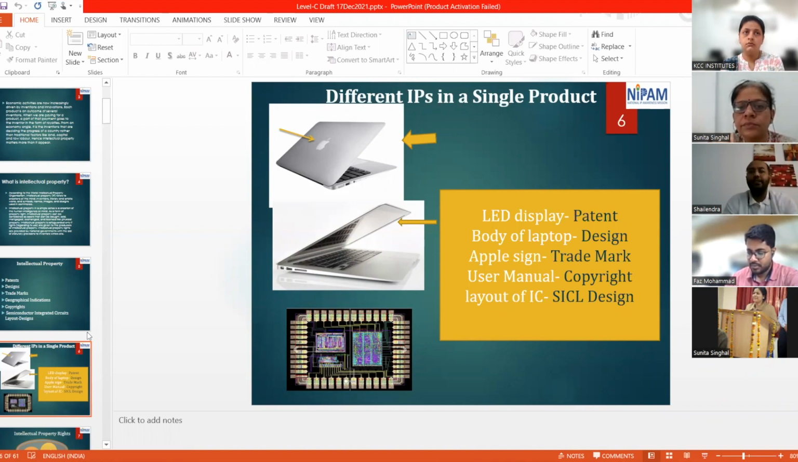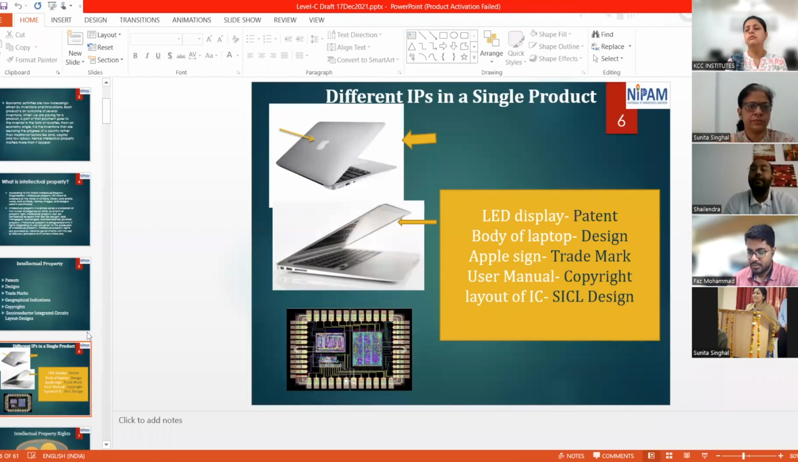Now, let us assume that this laptop made by Apple, they have registered the patent, trademark, copyright, and SICL design. They didn't have the design registration for this product. So what will happen in future? Maybe people are buying this product not because of all the other things. They are just buying it for the design, that they like the looks of the product, and that is why people are buying it.